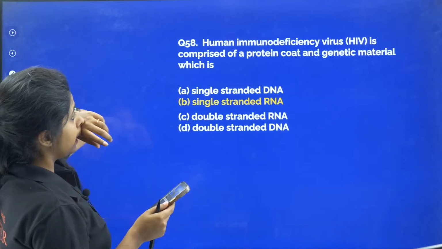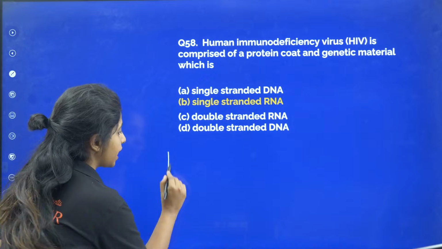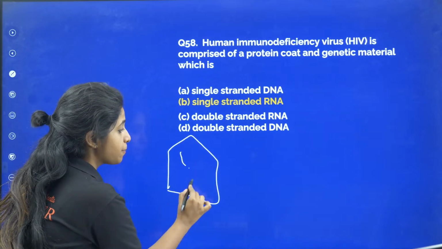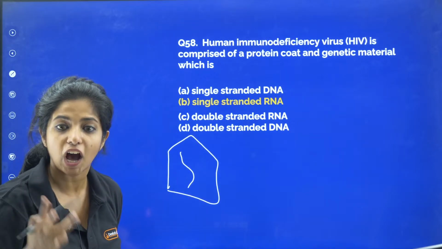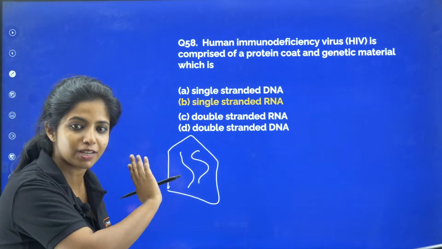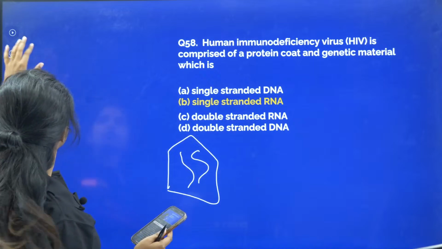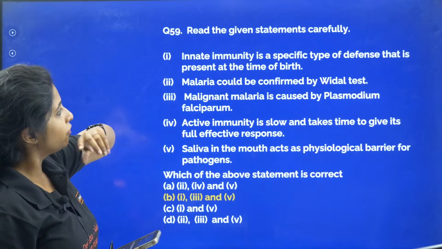Take care. Next thing, human immunodeficiency virus, HIV, is comprising of what? My dear children, there will be a capsid, protein capsid, and inside the capsid there will be single-stranded RNA. How many of them? 2 of them. So it is not double-stranded, they are both single. Okay, just single, no mingle. So single-stranded RNA, 2 of them are there in the case of human immunodeficiency virus.